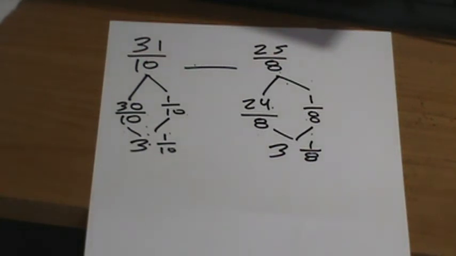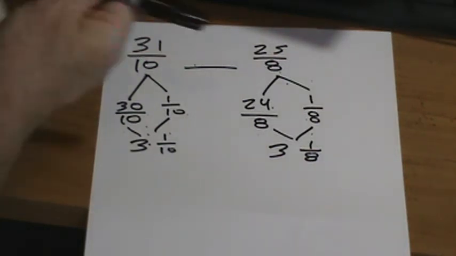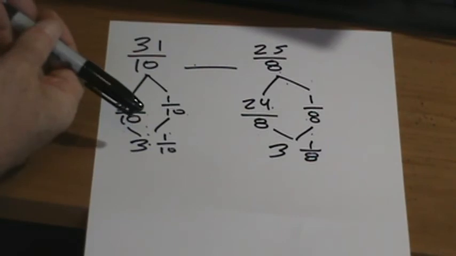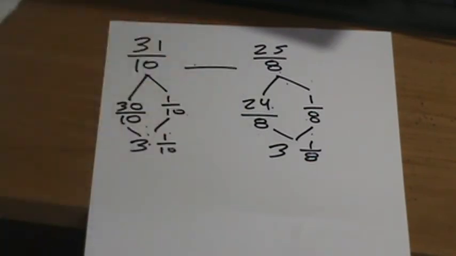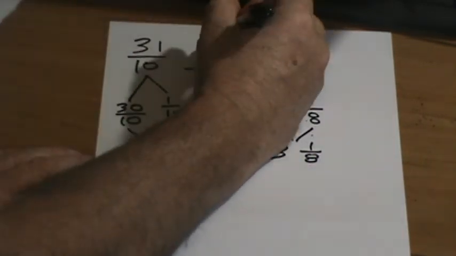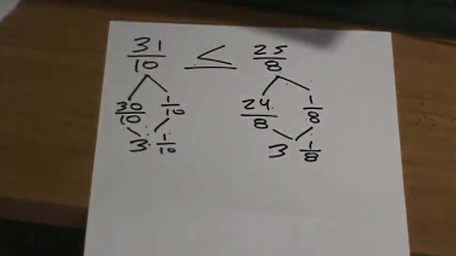Picture, if you will, our brownie pan. Same amount in the brownie pan. You cut one into 10 pieces and you cut one into 8. Well, what would be a bigger piece, 1 of 10 or 1 of 8? Well, if you said 1 of 8, you're absolutely correct. So 25 eighths would indeed be greater than 31 tenths. A lot going on in this math.